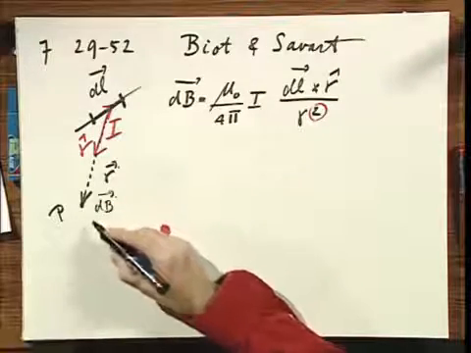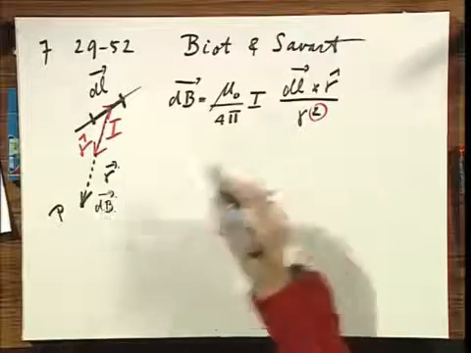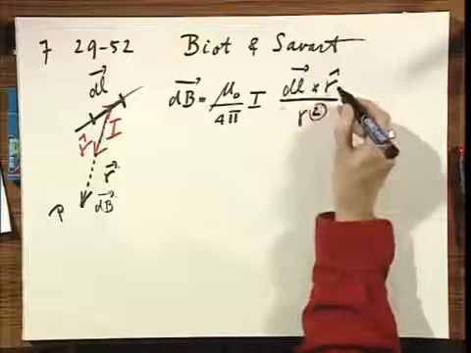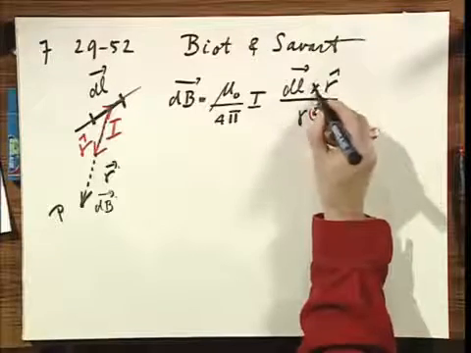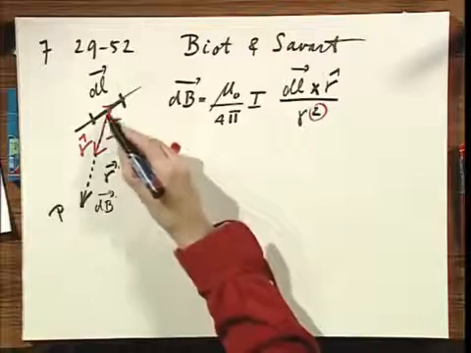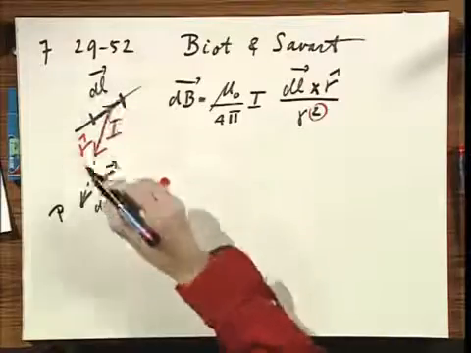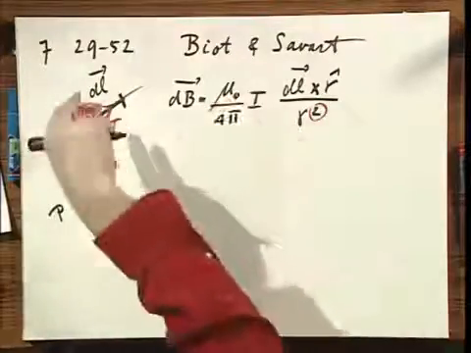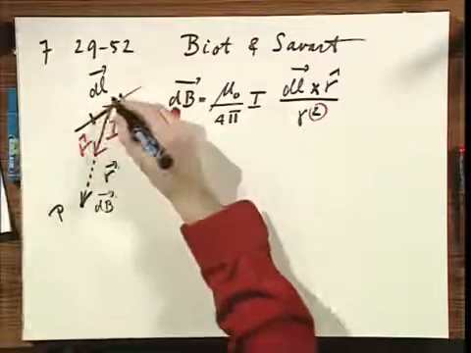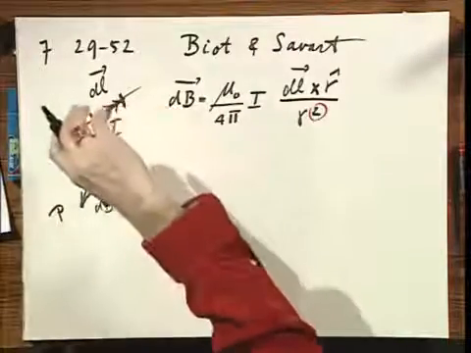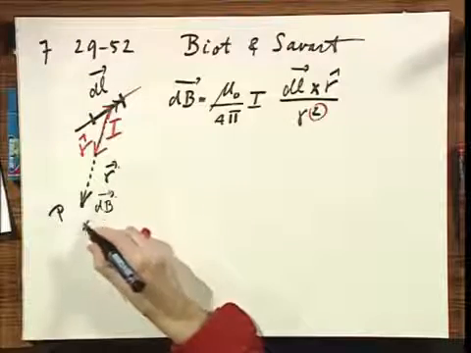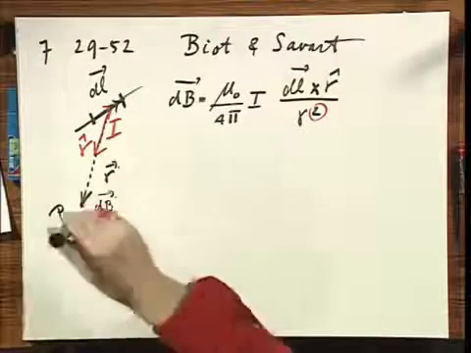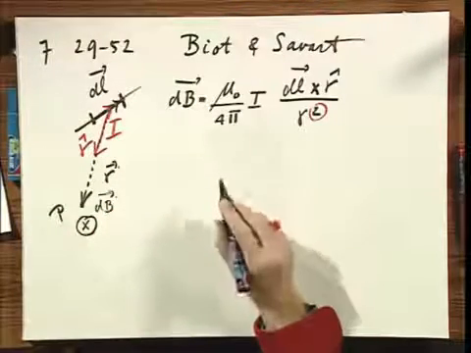The direction of dB must be perpendicular to dl and must be perpendicular to r because it's a cross product. So perpendicular to dl, perpendicular to r must be perpendicular to the paper. dl cross r, you can do that yourself. dl is always in the direction of I. That, I think, is pointing in the paper in this direction.